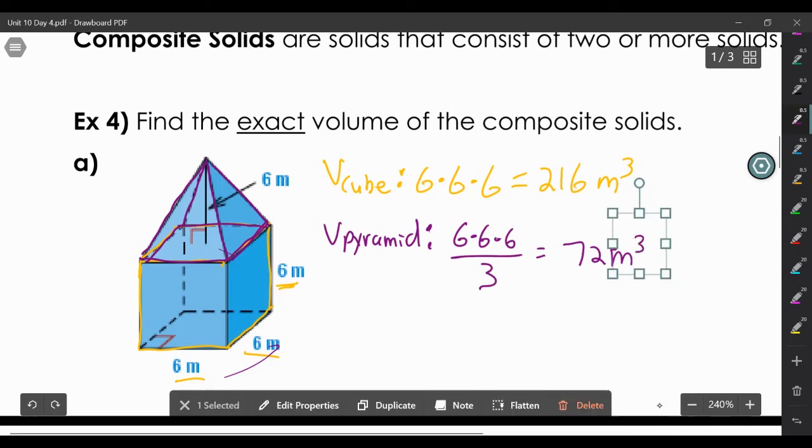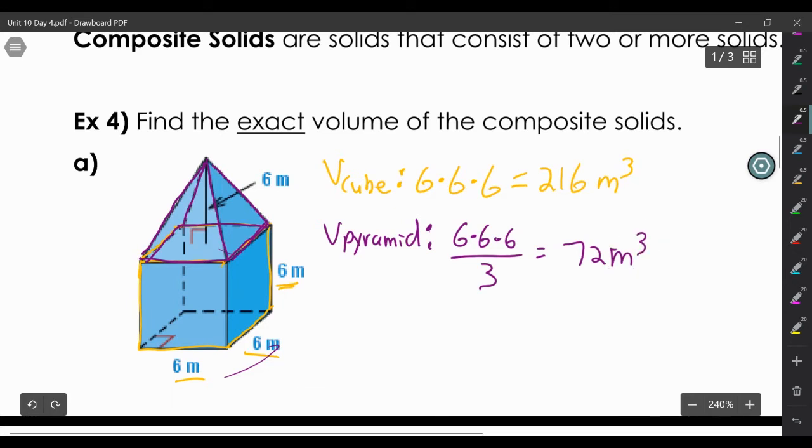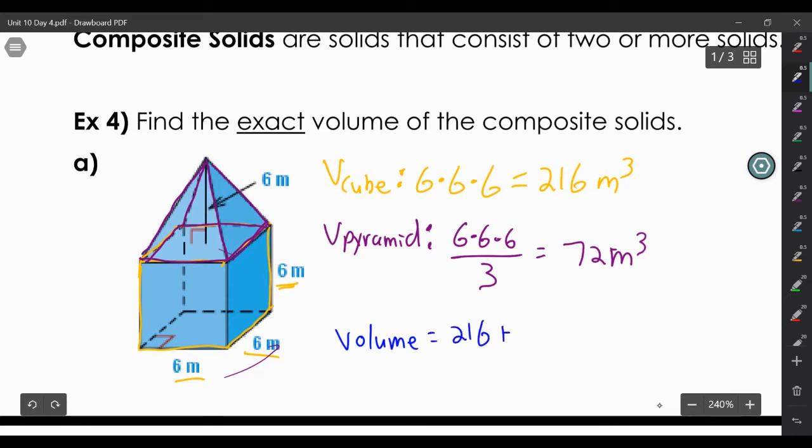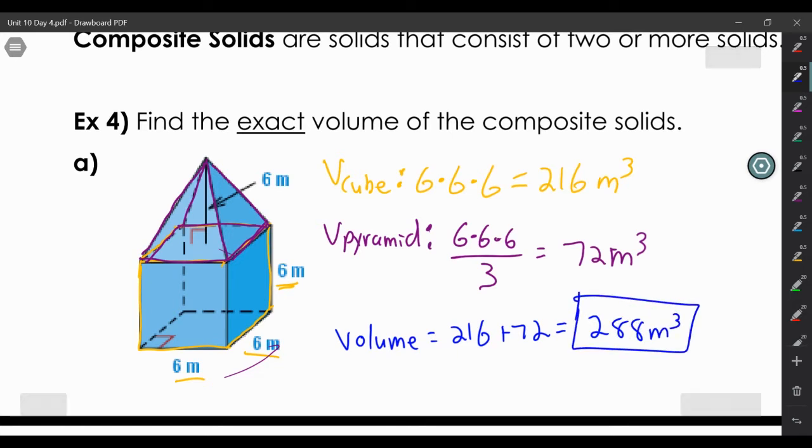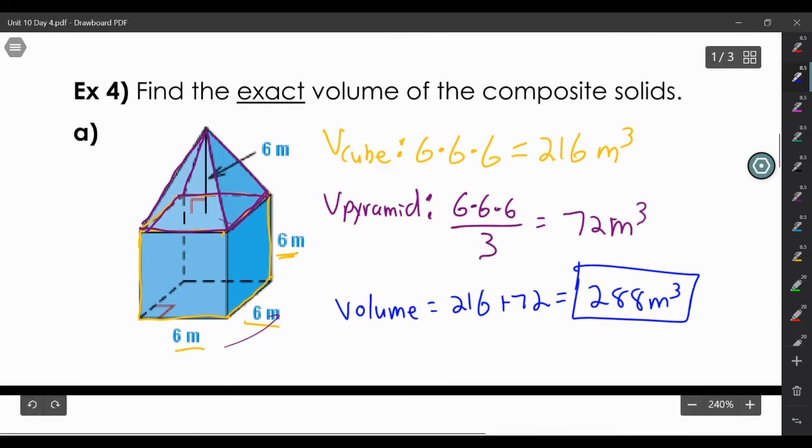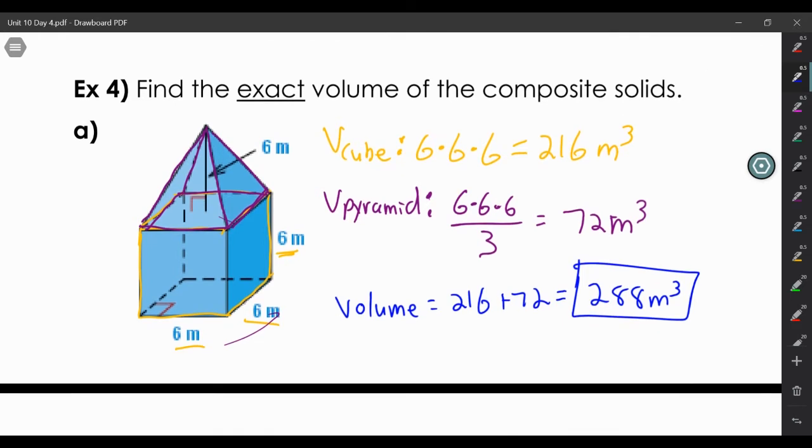So just think of these two problems separately, and then we're going to add them at the end. So we found the volume of the cube, and we found the volume of the pyramid, and then we're going to find the volume of the whole thing. And that's 288 cubic meters.